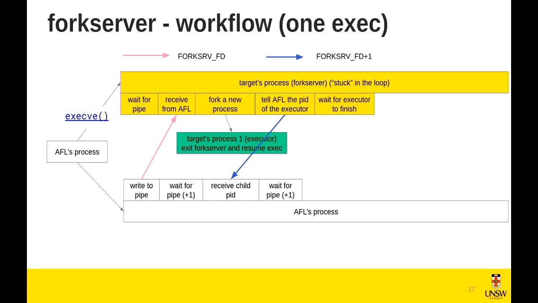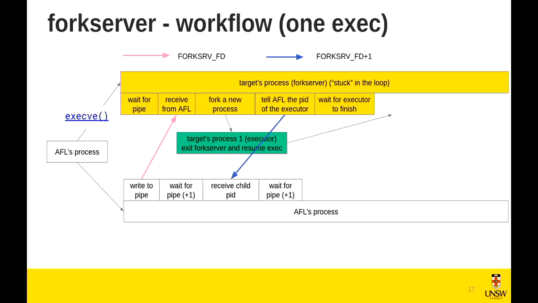So now you see both of them are waiting here. AFL, the father, waits for the input from the fork server. And this fork server waits for the input from the actual executor of the test input. And both of them are waiting, actually. They are essentially waiting for the execution of the test input to finish.